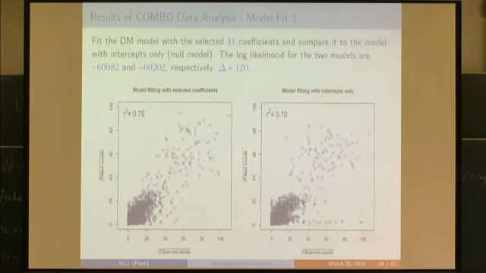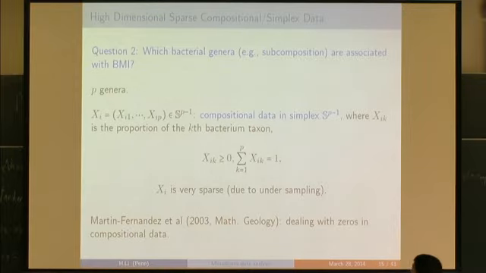So this is basically, I just want to show you this model can be used to model the count, the joint distribution of the count. And this model can be used to test whether a particular covariate has any effect on the overall composition of the bacteria taxa.